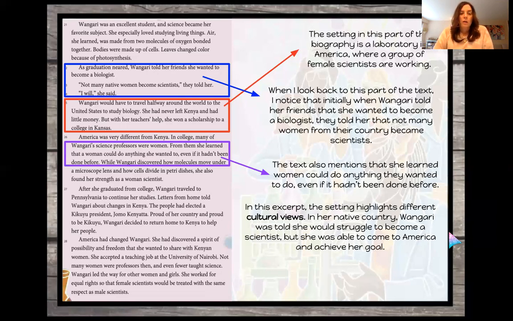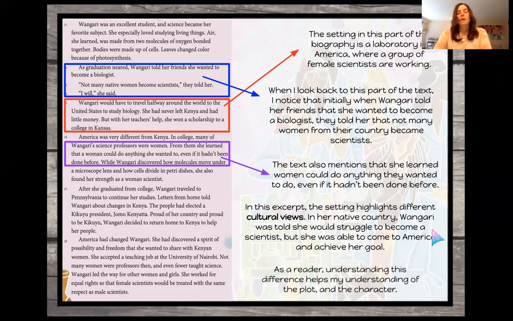America had changed Wangari. She had discovered a spirit of possibility and freedom that she wanted to share with Kenyan women. She accepted a teaching job at the University of Nairobi. Not many women were professors then, and even fewer taught science. Wangari led the way for other women and girls. She worked for equal rights so that female scientists would be treated with the same respect as male scientists.